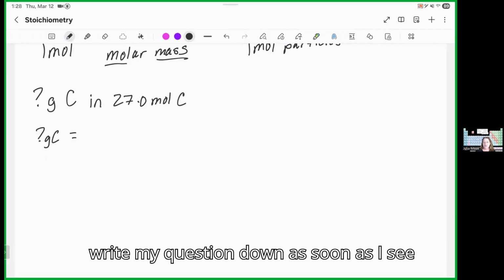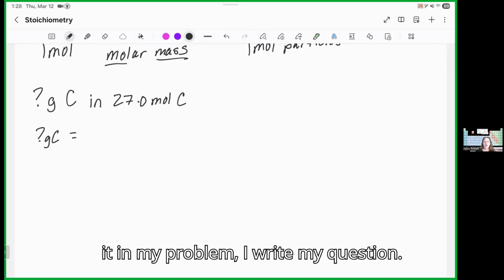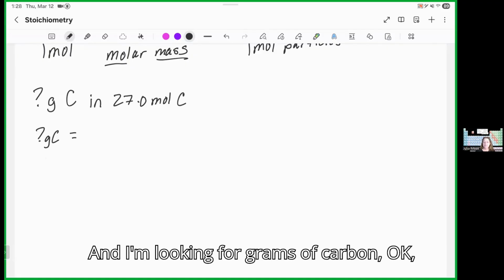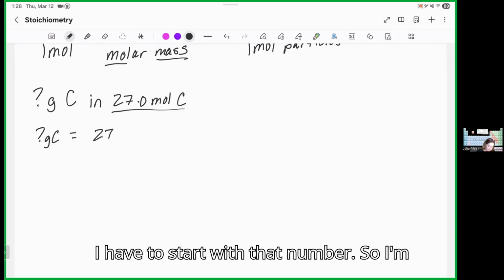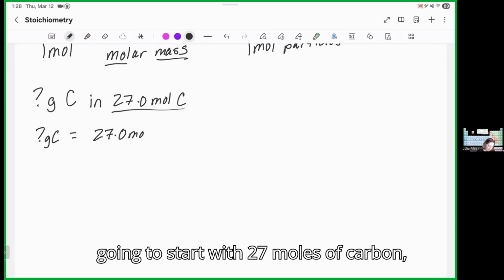I always write my question down as soon as I see it in my problem. I'm looking for grams of carbon. Well, I've only been given one number, so I have to start with that number. So I'm going to start with 27 moles of carbon.